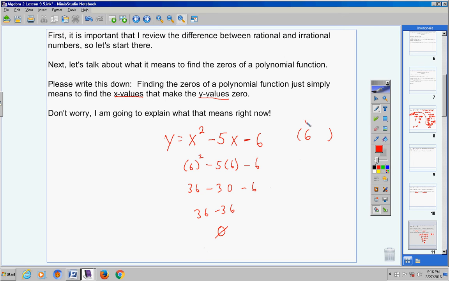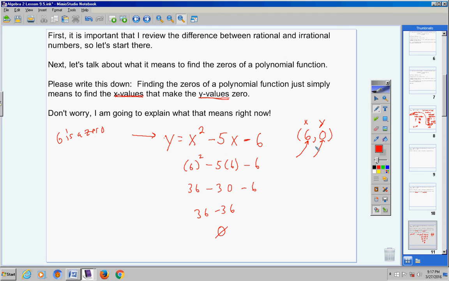Do you see what I'm saying now? My x value was 6. That made my y value become what? 0. I want you to find the x values that make the y value become 0. So when you put 6 in for x, what did you get out for y? 0. Thus, you know what you say. 6 is a 0 for this function. Why is 6 a 0? Because when you put 6 in, you get out 0.